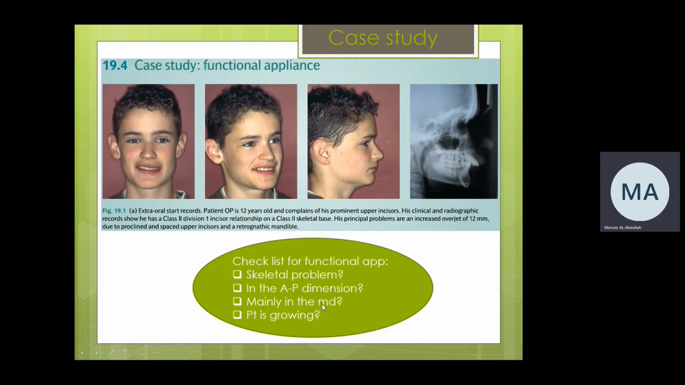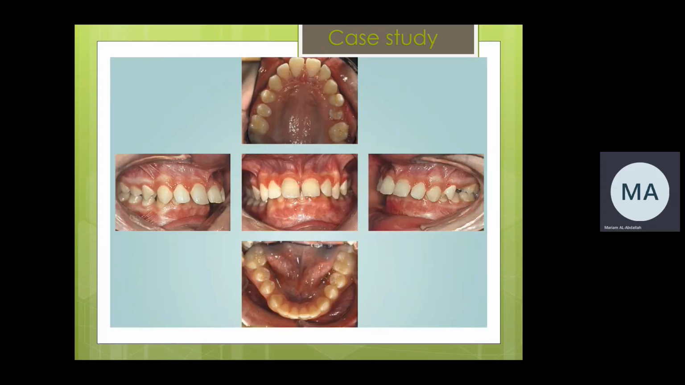Where is the problem? Is it the maxilla or the mandible? Looking at the patient's nasolabial angle and labiomental fold, it's mainly the mandible that is retrognathic. So yes, again, mainly it's the mandible. Is the patient still growing? Well, 12 years old, male, most probably the patient is still growing. So can we use a functional appliance to correct the skeletal pattern? Yes, we can.